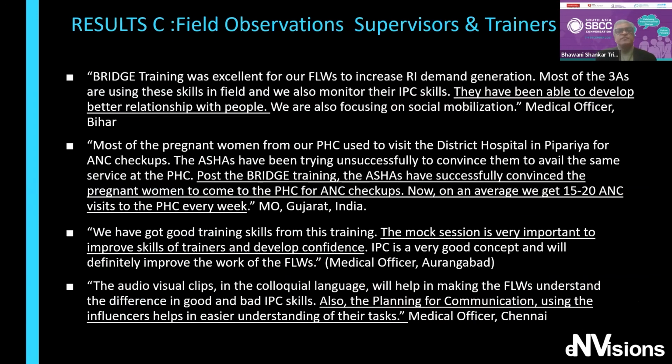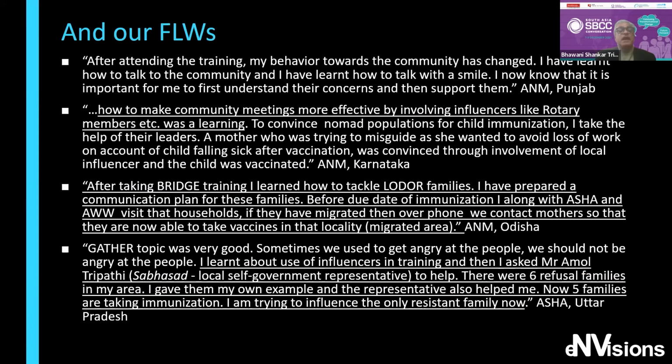So those tools are available. Here I have what came directly from what the participants found. They have been able to develop better relations with people, and they have convinced pregnant women to come to the PHCs for ANC. So as I said, immunization only serves as a gateway behavior because it also leads to increased ANC checkups and so on and so forth. The mock sessions were very important, for example on how to hold community meetings more effectively.